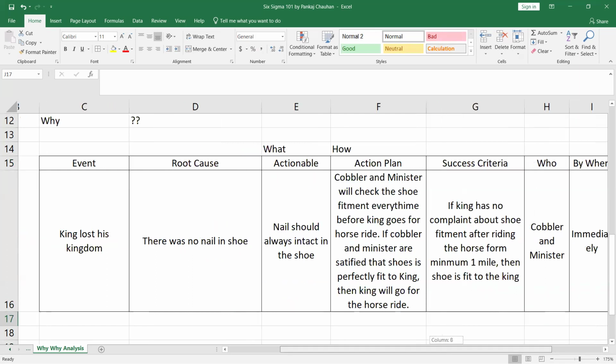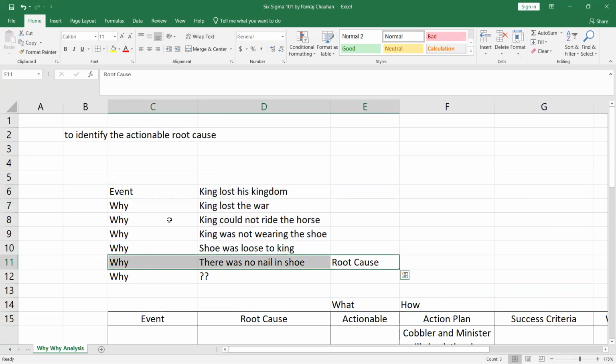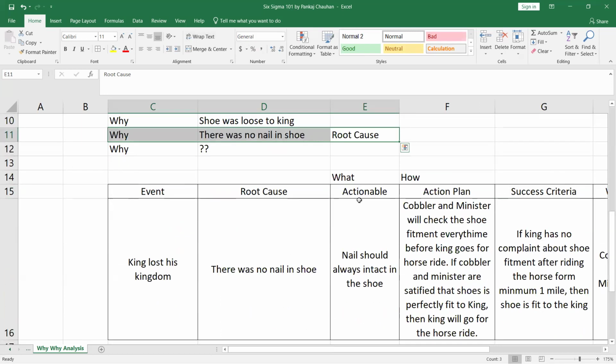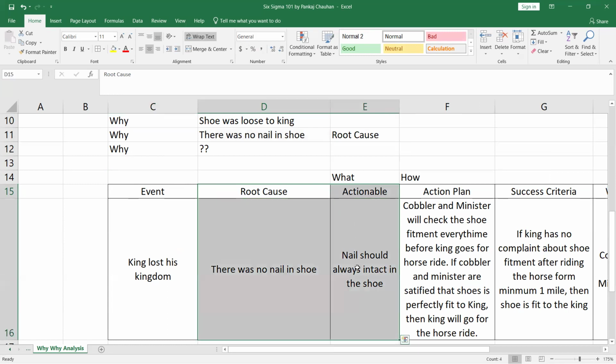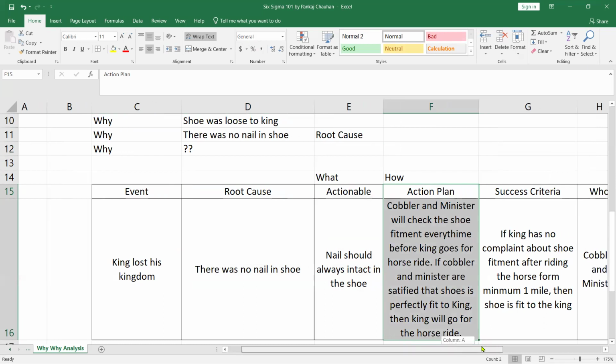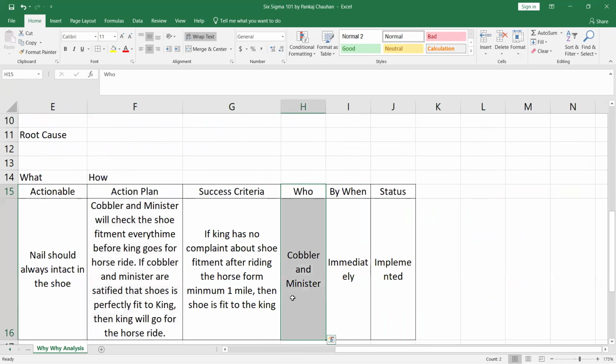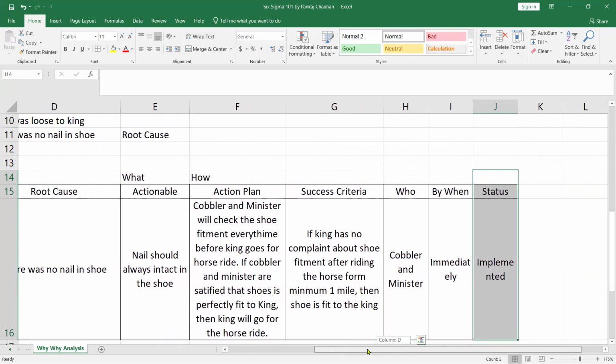And this is the way we develop the action plan for any root cause. First, we start with the event. What happened? We do the YY analysis of that event and identify the root cause. From this root cause, we identify the actionable, that is, what action is to be taken. Then we develop an action plan for how it will be implemented. We develop the success criteria, assign responsibility and timeline, and monitor the current status. This is how we perform the YY analysis and develop an action plan.